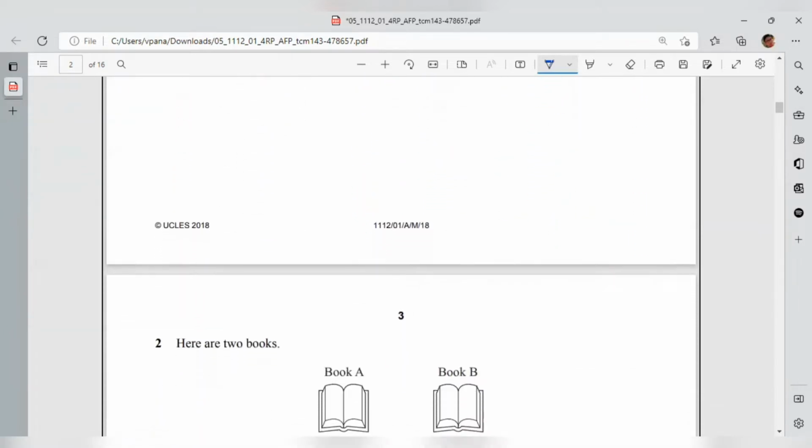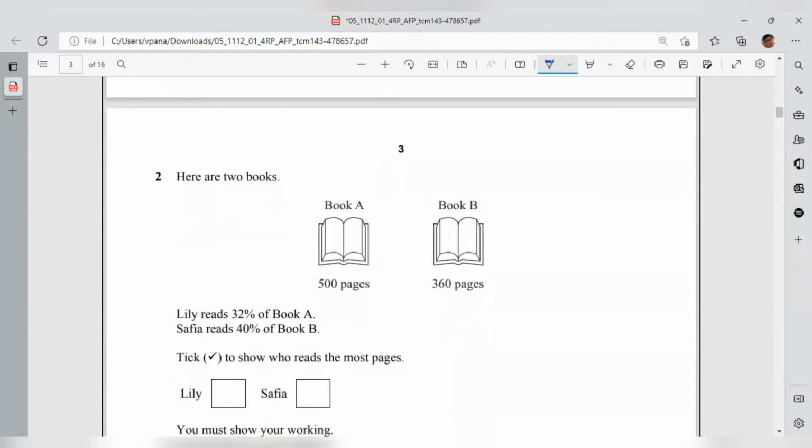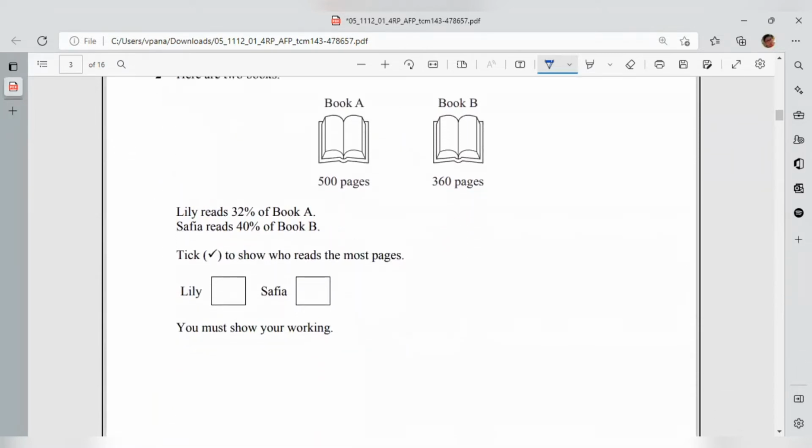So question number 2, here are two books, book A and book B. So book A has 500 pages and book B has 360 pages. So Lily reads 32% of book A and Safia reads 40% of book B. So tick to show who reads the most pages. Okay, so 32% of book A. So 32% means 32 by 100 times 500. So which we get it as 32 times 5.